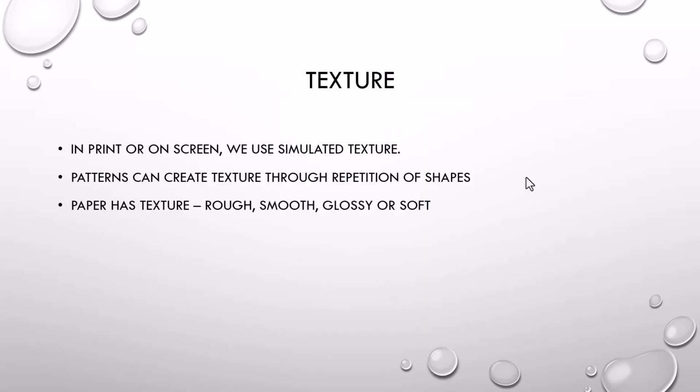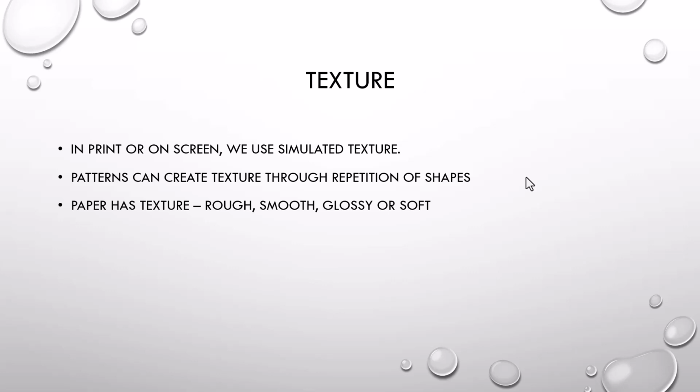Our next element is texture. Texture is rough or smooth or tree bark or how soft something is, but for print and on screen we can't really do texture unless you are relying on the feel of the paper in print. We can't feel something that's on a billboard. We can't feel the actual texture on screen. We feel the texture of the screen.